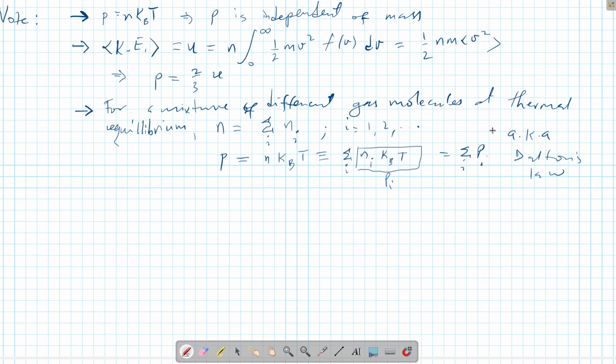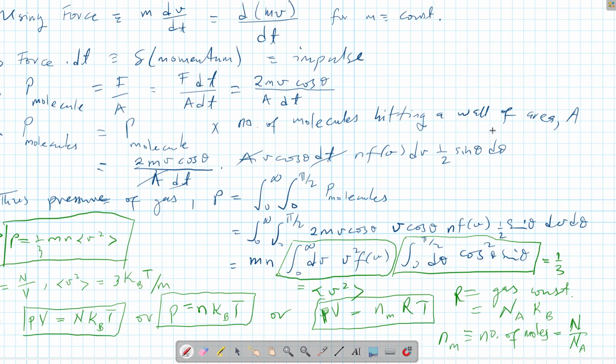Okay, that's it for the pressure. We have an expression for the pressure of gas. The next thing we would like to address is molecular effusion, the escape of gas via a small hole or something.